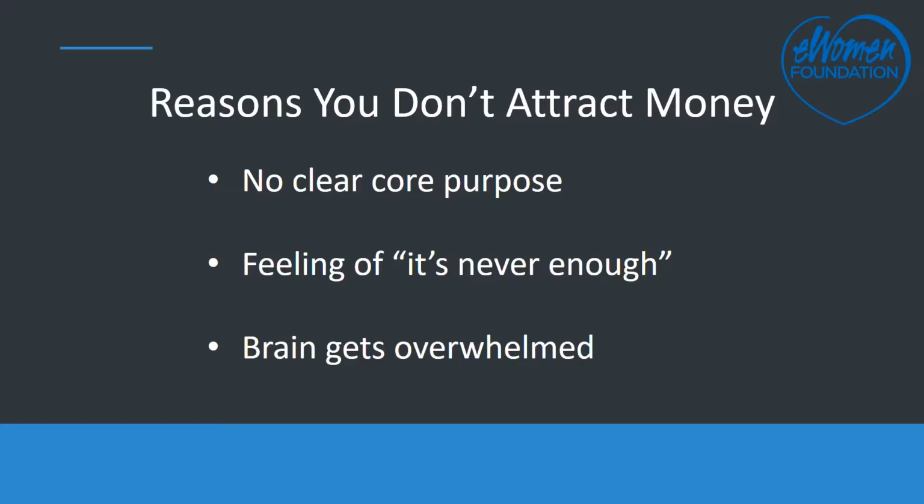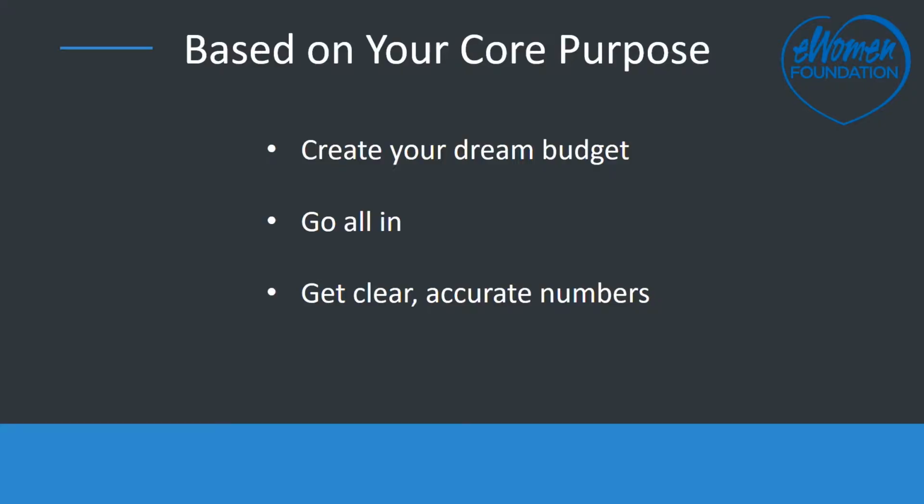When you feel like there's never enough, your brain gets overwhelmed. You can't see possibility when you're in overwhelm because your brain is just trying to figure out what to do next, right? It takes stepping back and creating a space for possibility, which is what your dream budget does. So this is all based on your core purpose. So you move on to this activity when you are clear on that core purpose. You create your dream budget.